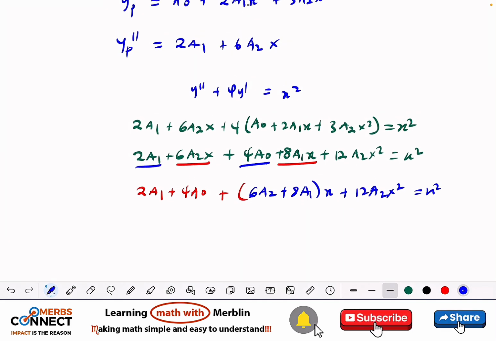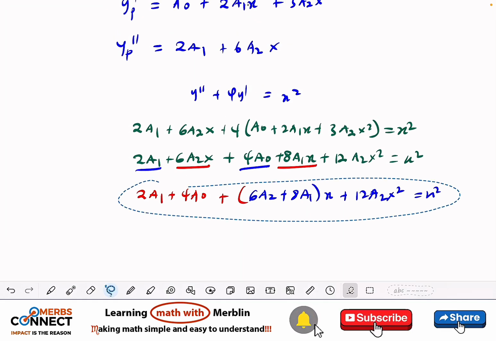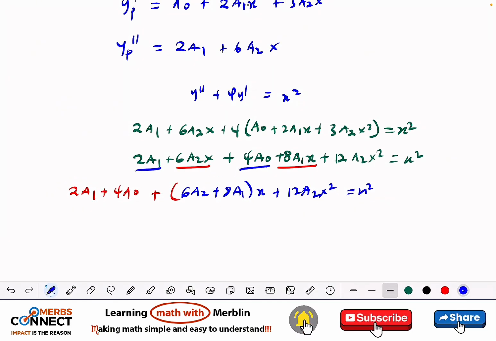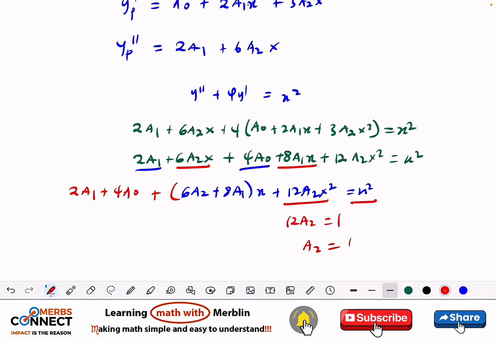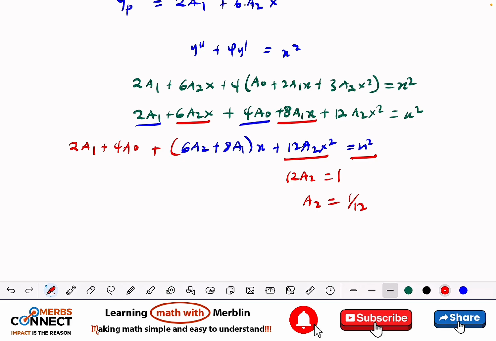So same thing like the one that we did from the other question, we compare coefficients. So the one with x squared: compare the coefficient, this is 1, and the coefficient of x squared here is 12a2, which is equal to 1. So a2 will be 1 divided by 12. Then this one, there is no x term here, so it means that it's 0. So when you take the coefficient of x, you equate it to 0.